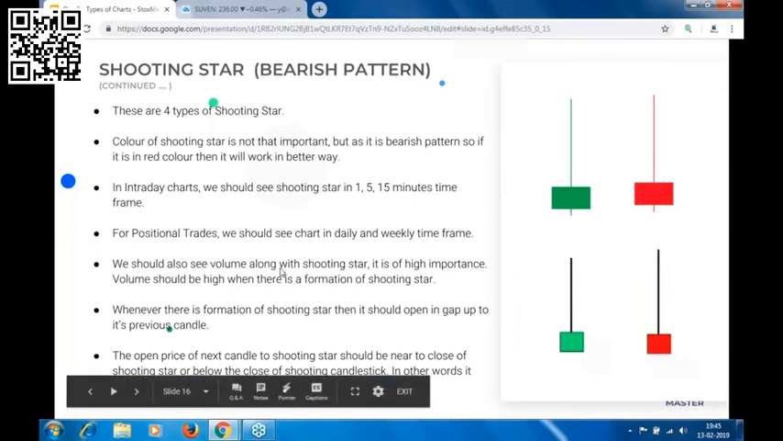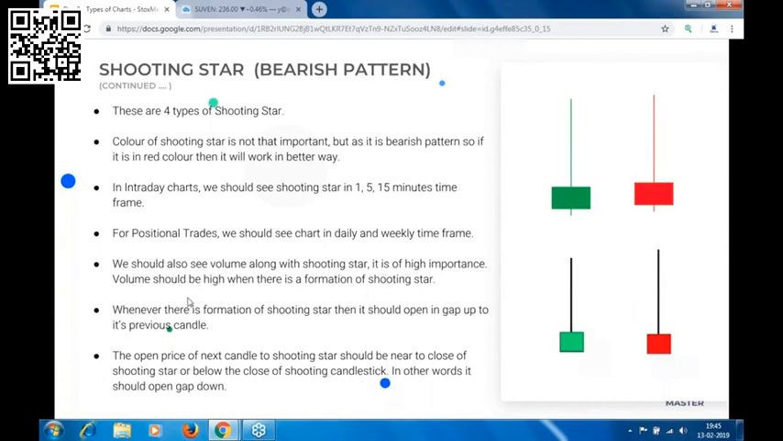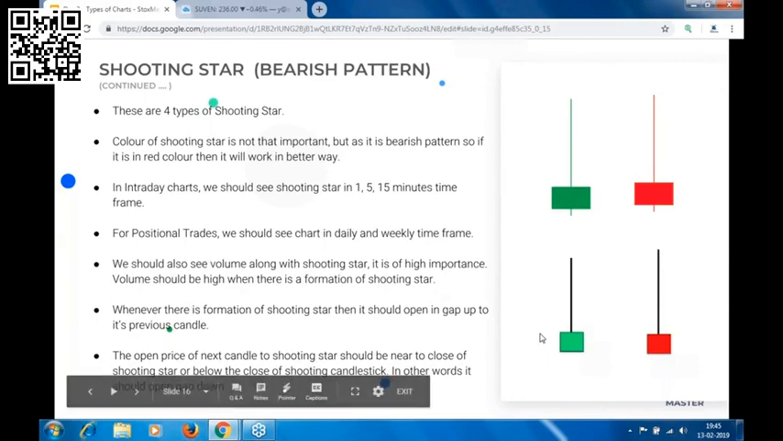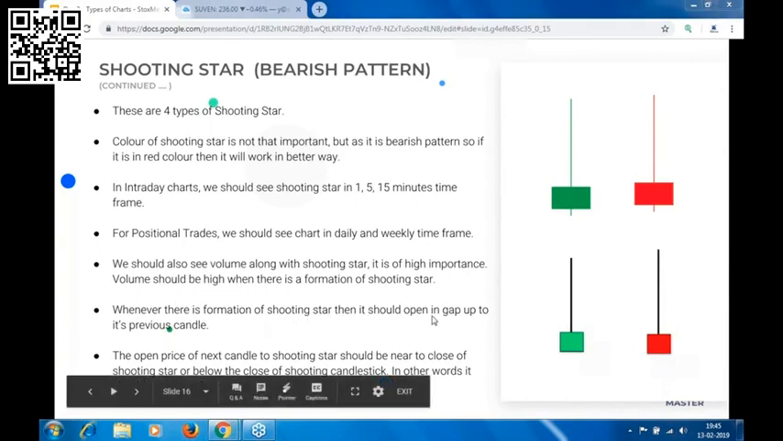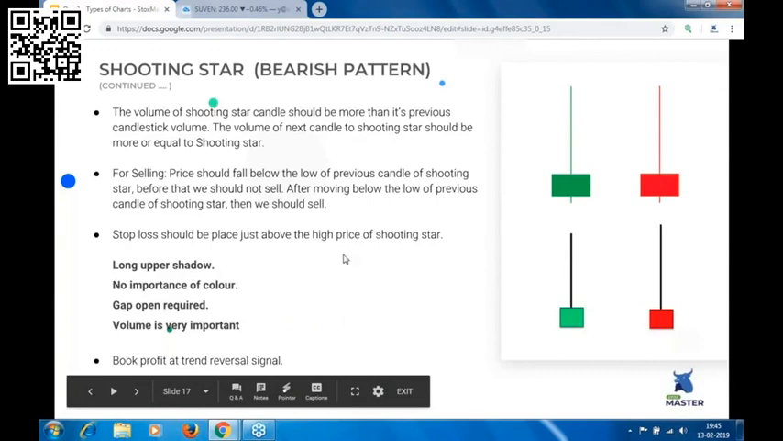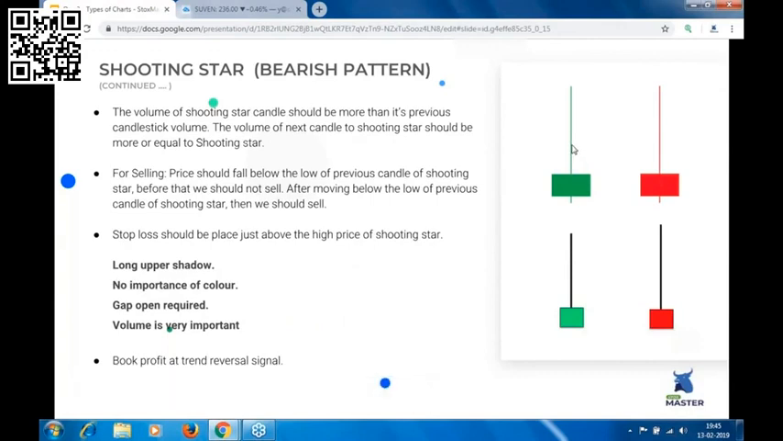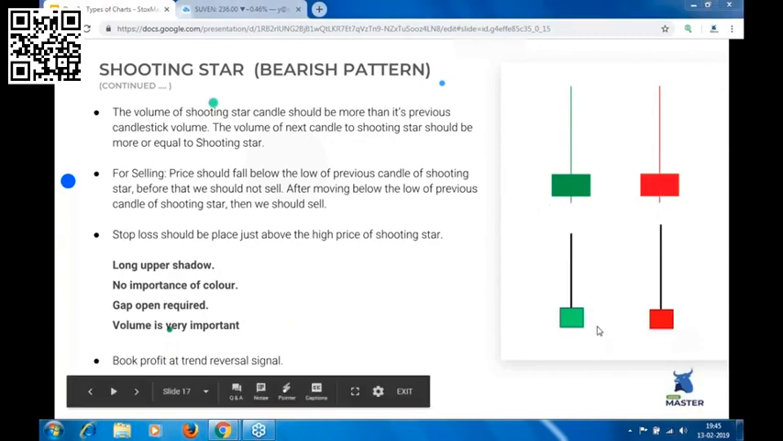Now in shooting star, we should also see the volume, as it is of high importance. Volume should be high when there is a formation of shooting star, because shooting star works well if the volumes are high. Now when there is a formation of shooting star, then it should open and gap up to its previous candle. Now there is a long upper shadow in the shooting star. The color, as I said, is of no importance to us, and there should be a gap up opening, and volume is very important when we look at a shooting star candlestick pattern.